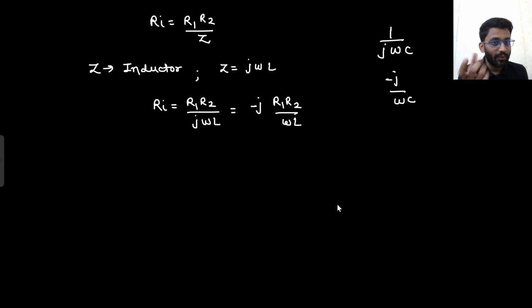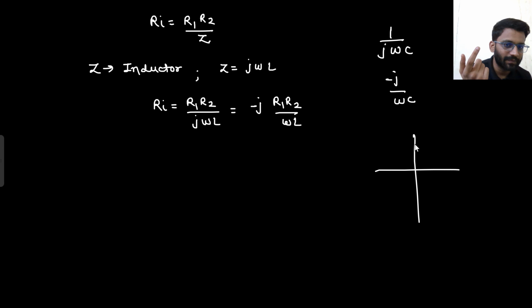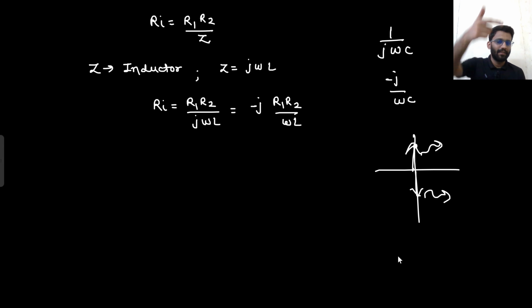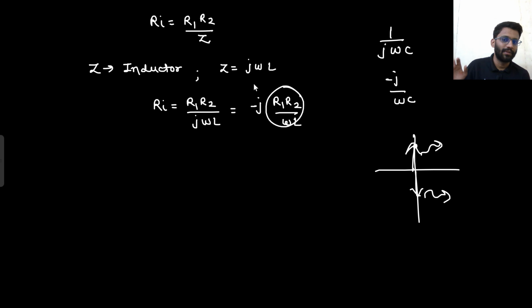So it is providing you a negative impedance in the imaginary axis. Negative impedance in the imaginary axis shows a capacitor, and positive impedance in the imaginary axis shows an inductor. I hope you remember the phasor. If your phasor is like this, it is an inductor. If your phasor is like this, it is a capacitor. So this is minus j into some value, which means it is acting as a capacitor.